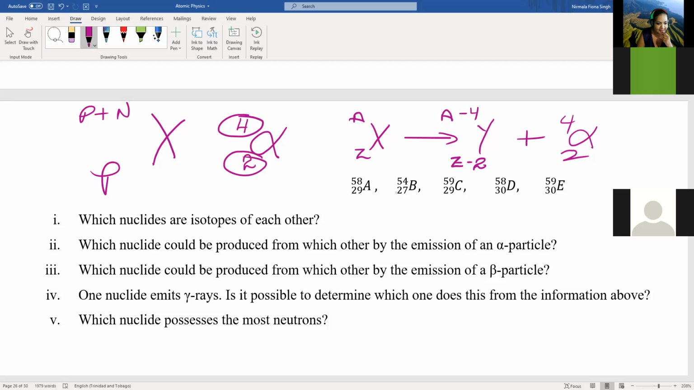If you look at A and B, A is 58 and B is 54, so there is a difference of 4. And then A is 29 and B is 27, so we have a difference of 2. So you can say A, 58, 29 gives us B, 54, 27, plus your alpha particle.